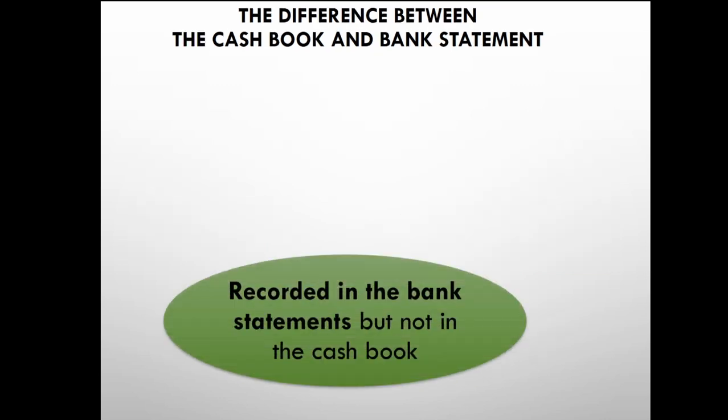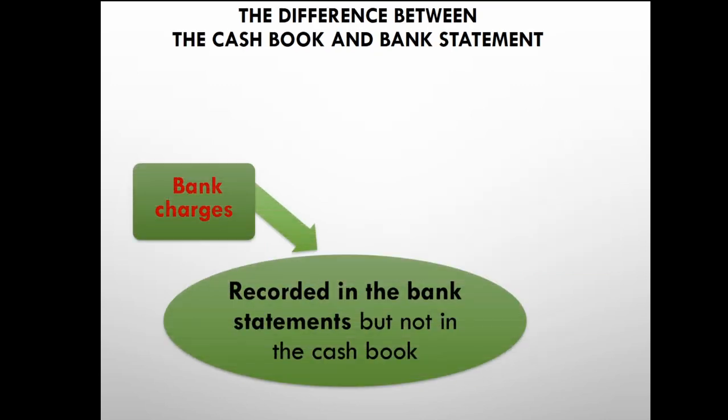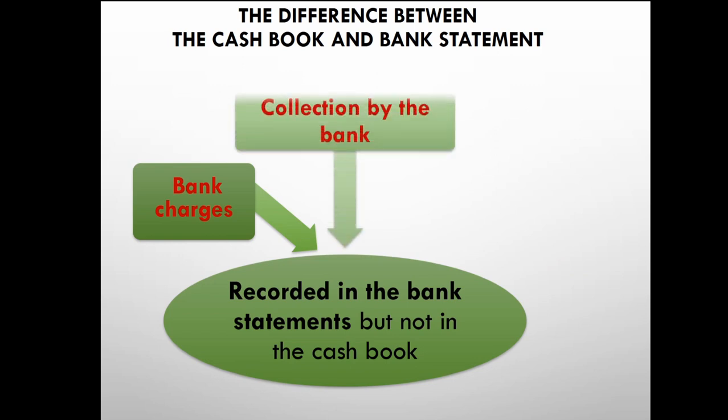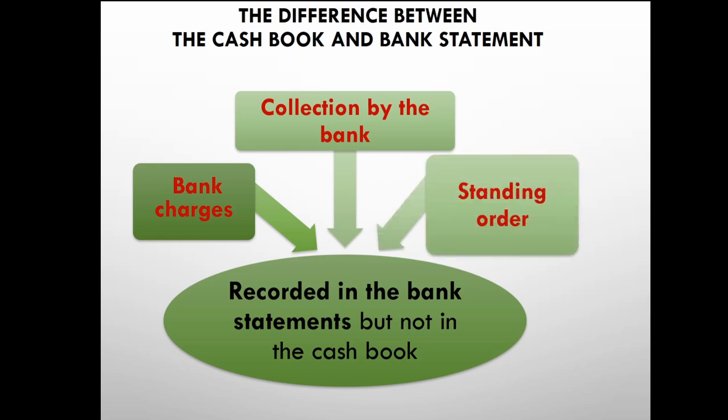So now we look at the items that are recorded in the bank statement but not recorded in the cash book of the business. And we should know the bank statement is prepared by the bank and the cash book is prepared by the business. Okay, there are three items. Number one, bank charges recorded in the bank statement, collection by the bank, and standing order recorded in the bank statement but not in the cash book of the business.